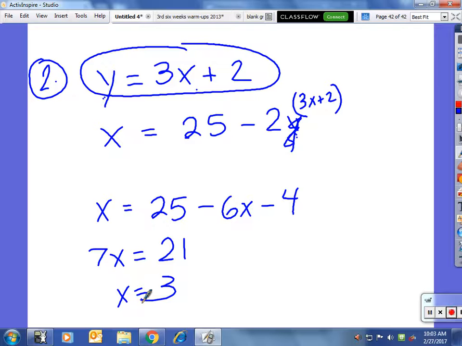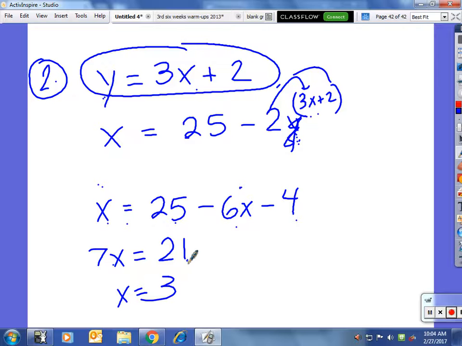I got a whole number. I got positive. Okay, so this is what I did. Instead of x equals 25 minus 2 times y, I took this y out and put 3x plus 2. So then it became x equals 25, and I had to distribute here, minus 6x minus 4. Then I added 6x to be with the x on the other side. I got 7x. And then 25 minus 4 is 21, and 21 divided by 7 is 3.